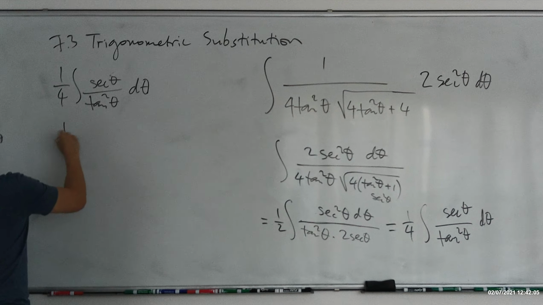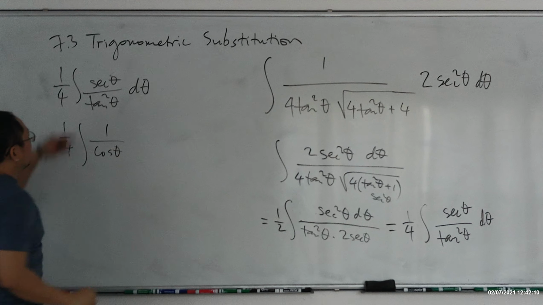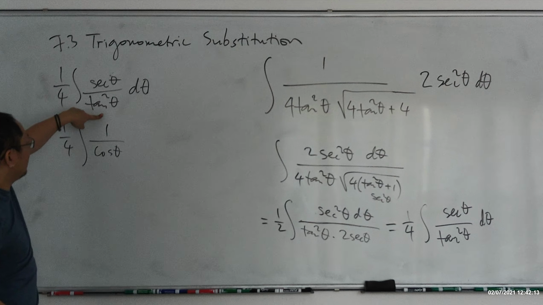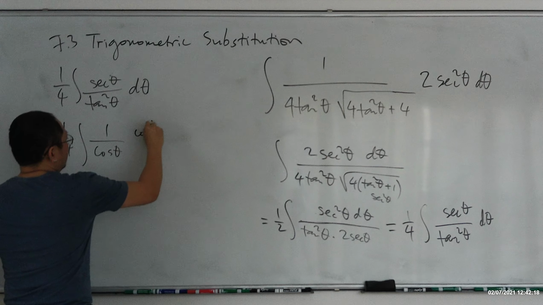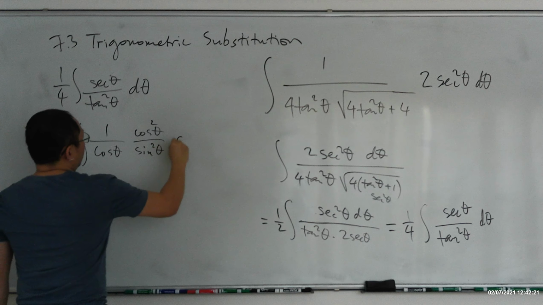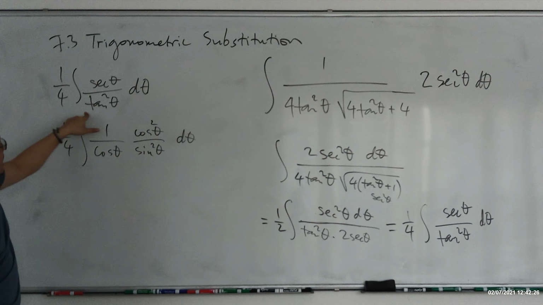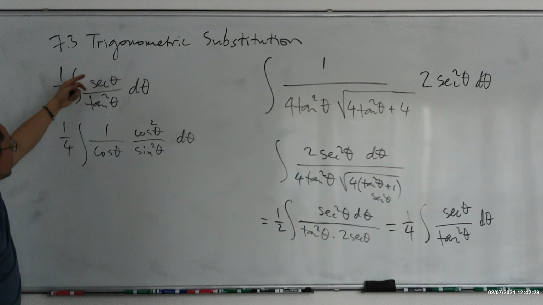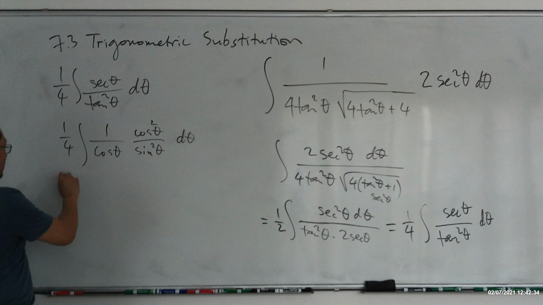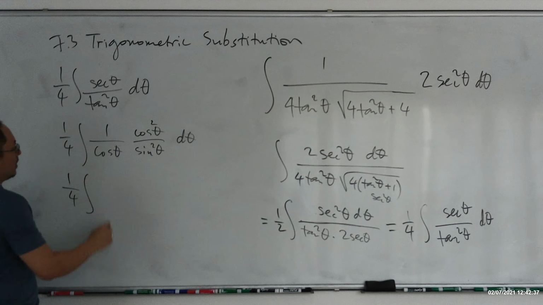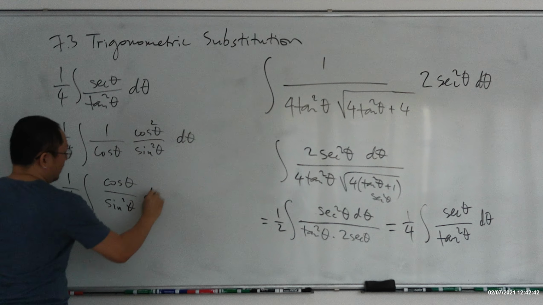Okay, this is a quarter. Secant theta is 1 over cosine theta. 1 over tangent theta is going to be cotangent. Cotangent is cosine theta over sine theta, squared, and d theta. Again, secant on the numerator, secant theta is just 1 over cosine. And then tangent on the denominator, the reciprocal of tangent is cotangent, which is cosine over sine. Alright? So I can simplify some more. This is a quarter. Cancel out the cosine. I got cosine of theta over sine square of theta d theta.